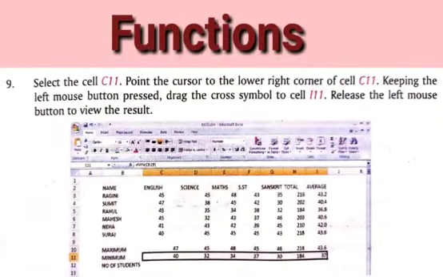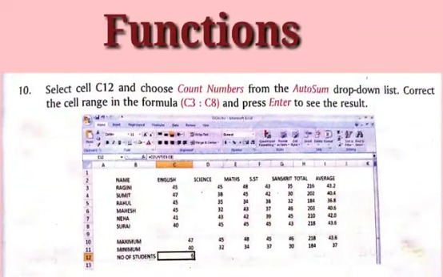Let's start with step number 9. Select the cell C11. Point the cursor to the lower right corner of the cell C11. Keeping the left mouse button pressed, drag the cross symbol to cell I11. Release the left mouse button to view the result. In the 10th step, we will select the cell C12 and choose count numbers from the Autosum drop-down list. Correct the cell range in the formula, C3 to C8, and press enter to see the result.